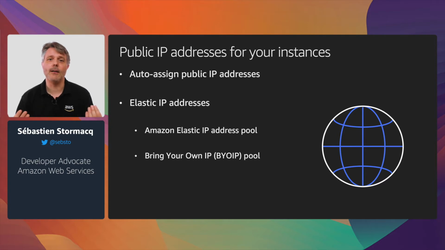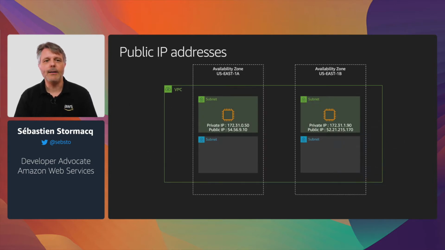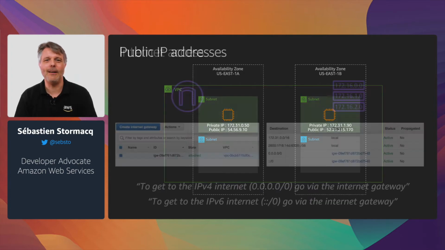Bring your own means if you have your IP address already registered for your company, you can use this IP address, and we are going to route the traffic towards this IP address in your VPC. So in this example, I'll take auto-assign public IP address 54.56 for the web server in subnet A, and 52.21 for web server in subnet 2. We have one out of a list of 5 things complete.